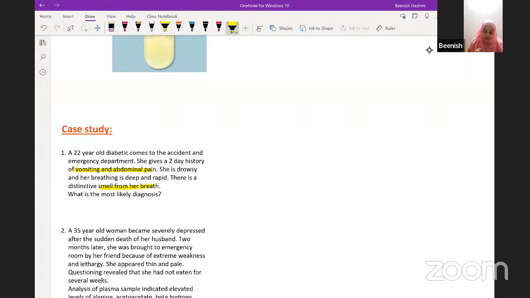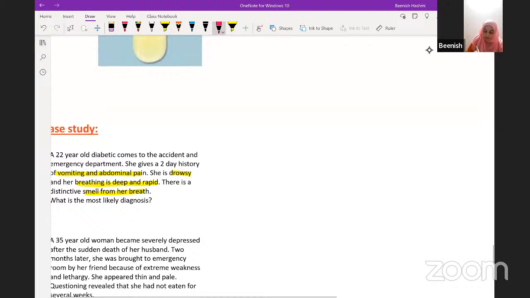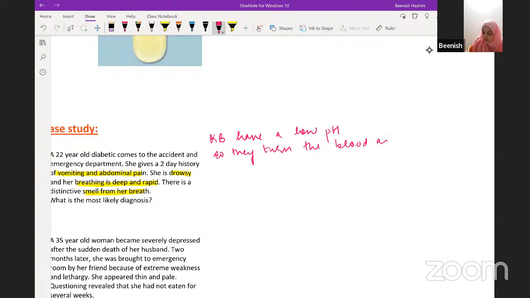Then it also says she is drowsy and her breathing is deep and rapid. So we all know that ketone bodies have a low pH, so they turn the blood acidic. The body will try to prevent this acidosis, okay? It will try to counter this. So the body tries to buffer it with the bicarbonate buffering system.